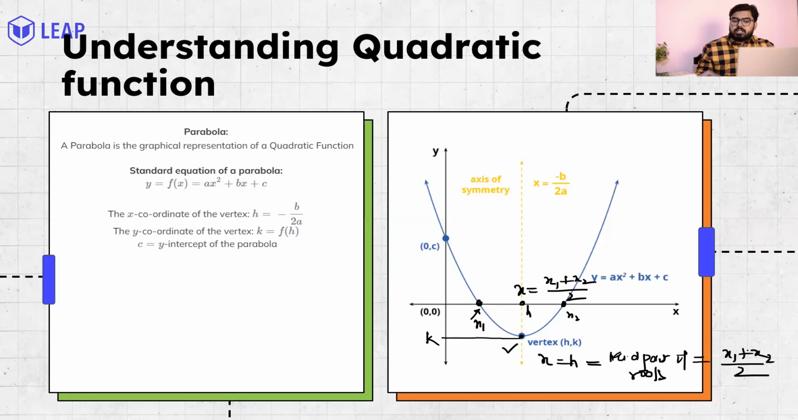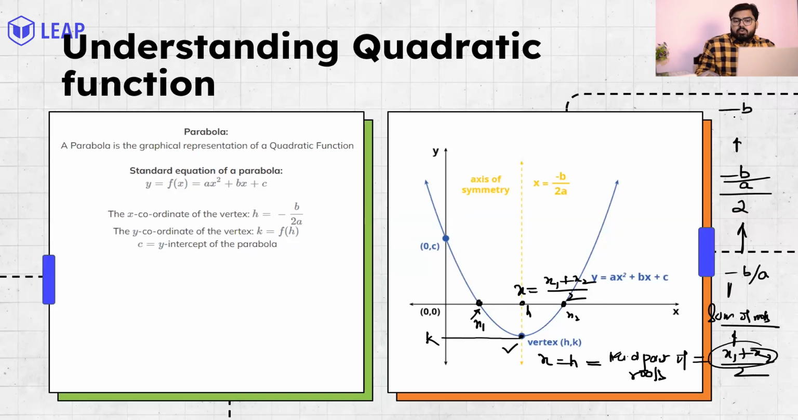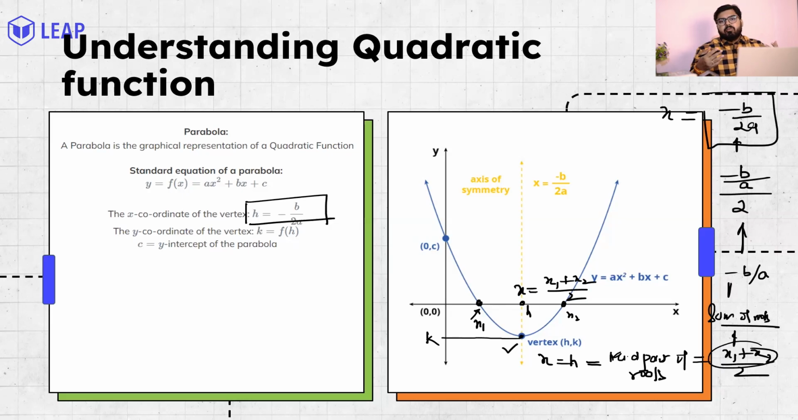Now, what is x1 plus x2? x1 plus x2 is the sum of roots. Am I right? And how do you find the sum of roots? Minus b by a. So you can replace x1 plus x2 with minus b by a. So it is minus b by a divided by 2, which is minus b by 2a. So this is how you find the x coordinate of the vertex: minus b by 2a. Once you have the x coordinate, you can put it back into the equation. You get the y coordinate of the vertex.